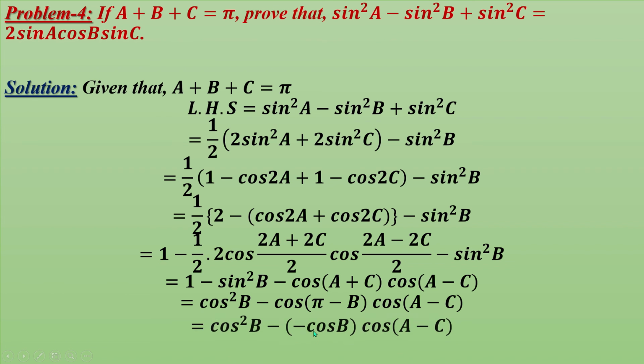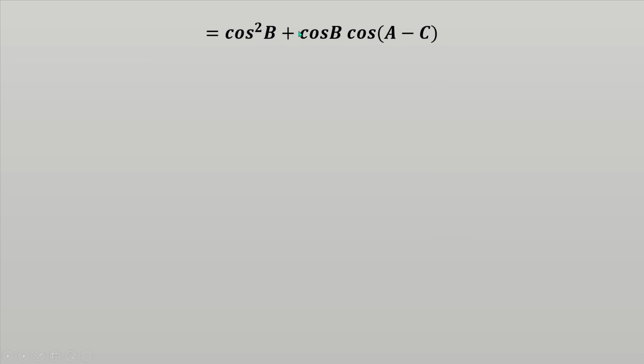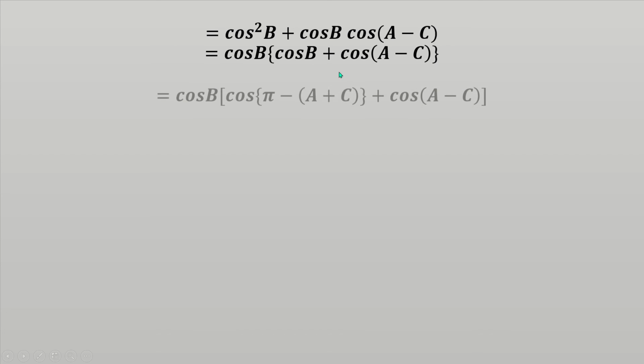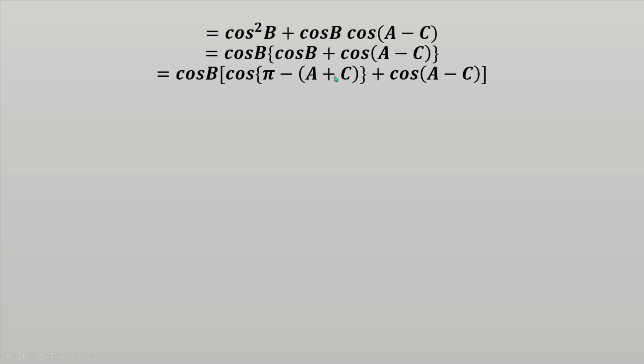Now follow this. Clear? And minus minus will be here plus. Now taking common cos B, as a result here will be cos B plus cos (A minus C). But B is equal to what? B is equal to pi minus (A plus C). That means this. Now this equals, you can write minus cos (A plus C), and here plus cos (A minus C).